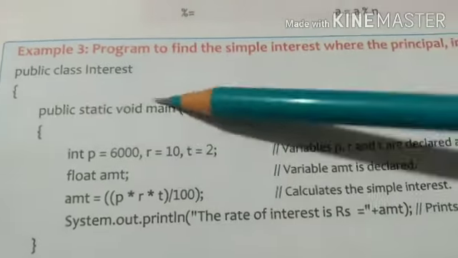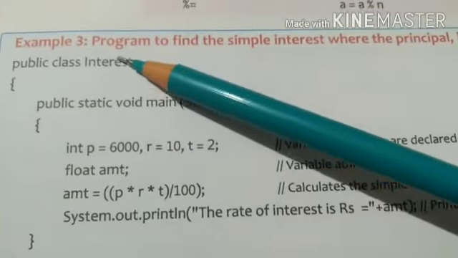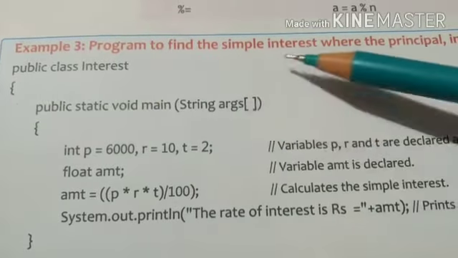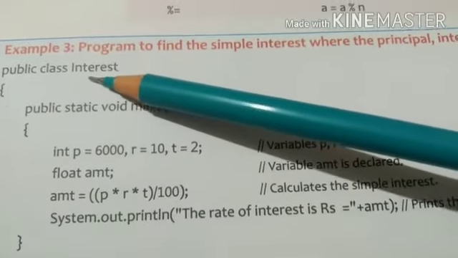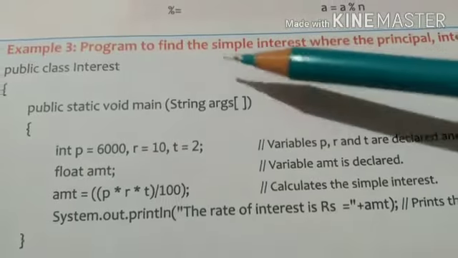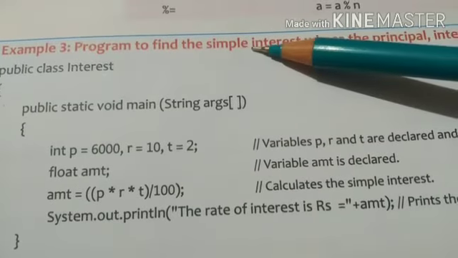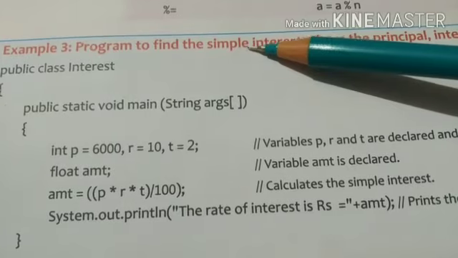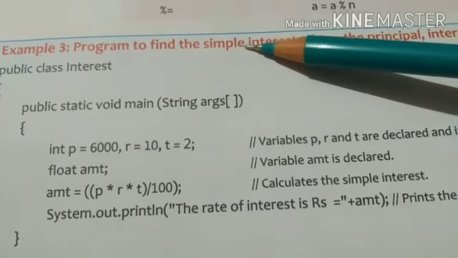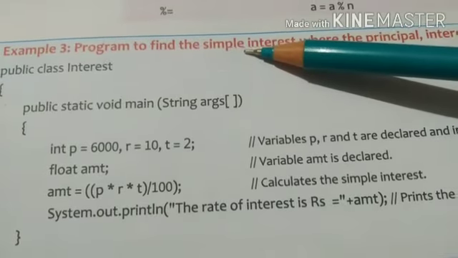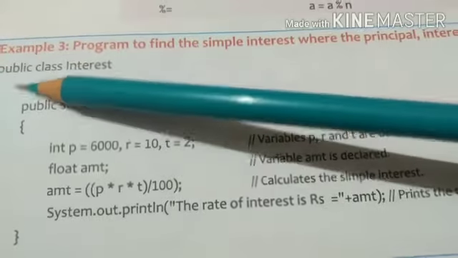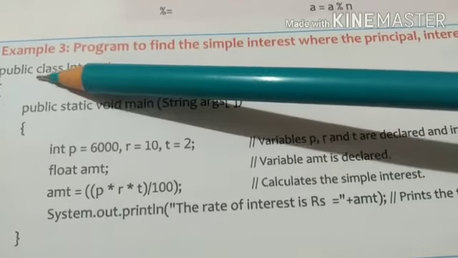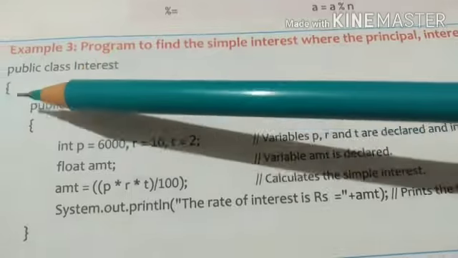So we will start with public class and then whatever the class name. Here it is simple interest. If I write simple interest, then in between, because the class name should not have any space, I have to give an underscore or a dash, that is the minus sign. And be careful that both public and class will be in small letters.